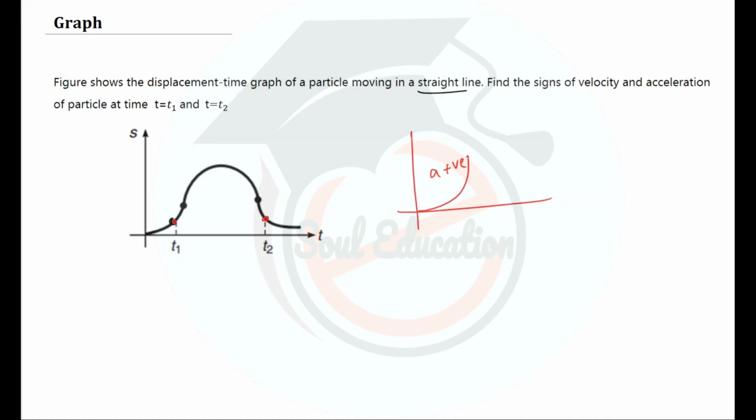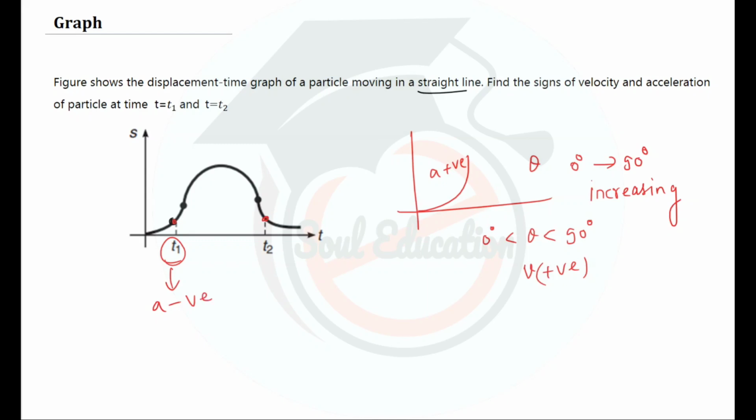What about the velocity? Theta is lying between 0 and 90 degrees, which means increasing. Theta is lying between 0 to 90 degrees, so my slope is positive. My velocity is positive at this point t1. So acceleration is positive, and velocity is also positive here.